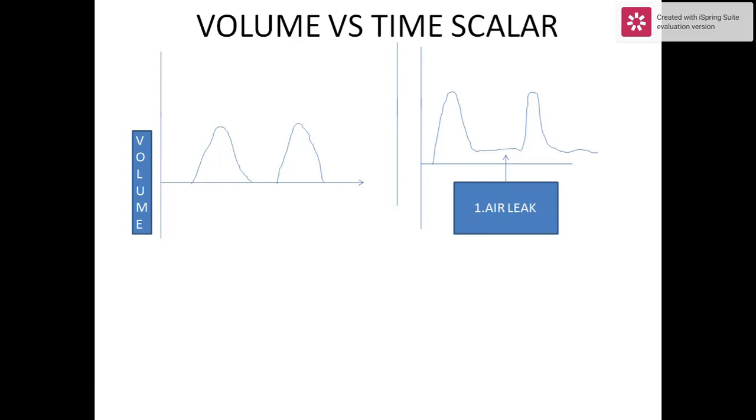Now coming to the volume versus time scalar. This is a simple scalar. Here on the y-axis we take volume and on the x-axis we take time, and it reaches the adequate or set amount of volume. The important application seen here is air leak. During inspiration it rises, and during expiration when it falls, ideally it should reach the baseline, but it doesn't. It falls short of reaching the baseline, and this is because of an air leak in the system. It could be because of the ET tube or the ventilator. We need to check again for the air leak. This is a basic application of the volume versus time scalar.